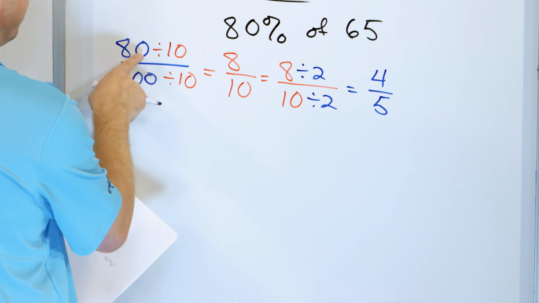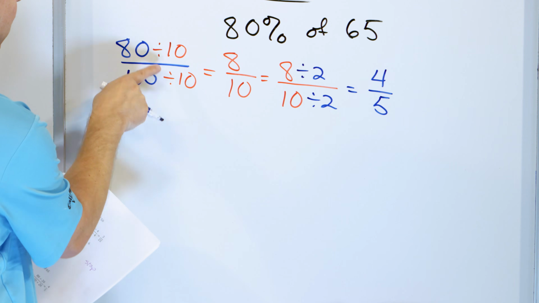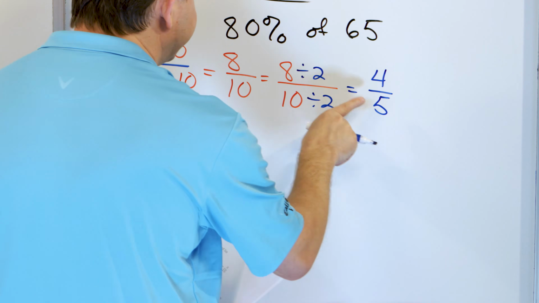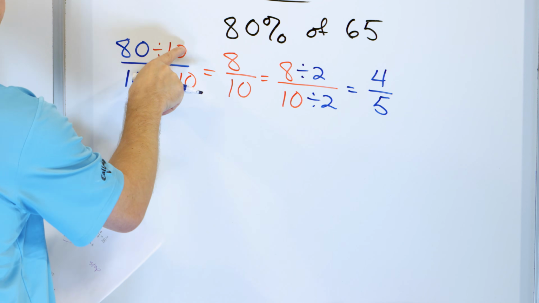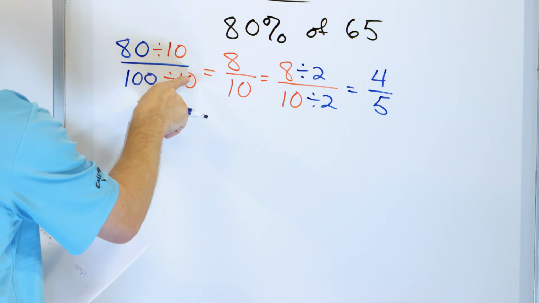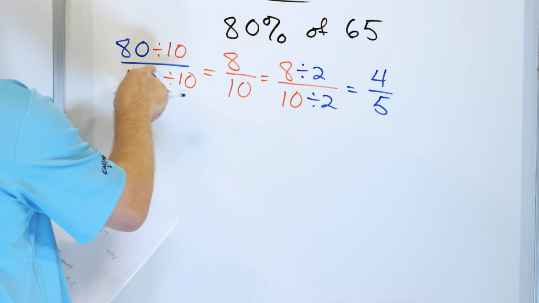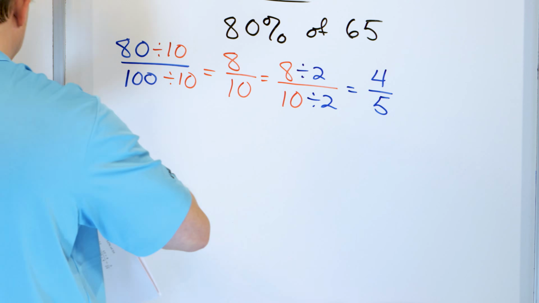Basically what happened here, I divided by 10, but I could have divided by 20 here to skip all this junk and get to the end. If I divided by 20, 80 divided by 20 is 4, 100 divided by 20 is 5. But that's okay, I do it in 2 steps sometimes. This is the fractional equivalent.